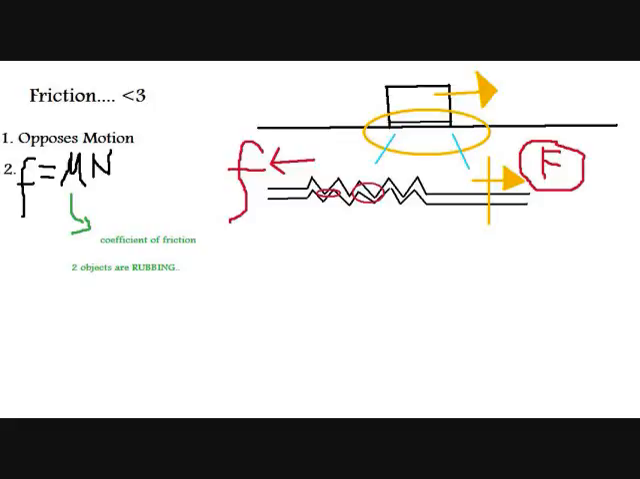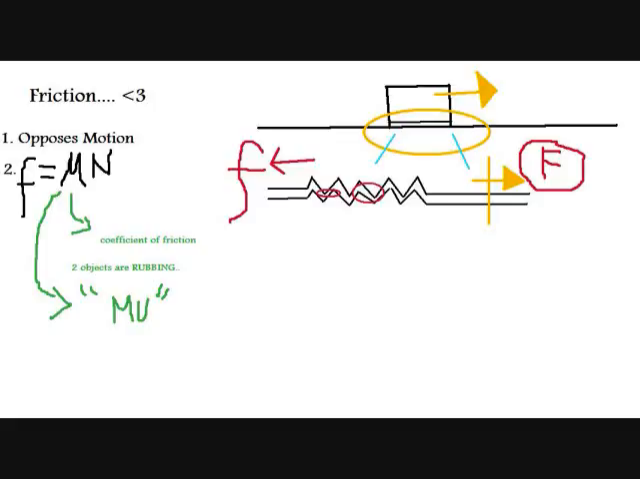So again, if you look in your book or on Wikipedia, often you'll see charts of coefficients of friction. The charts will say, what two objects are rubbing? Here's what mu you should use for it. This symbol here is the Greek letter mu. So that's why you say it. It's not u, it's mu.